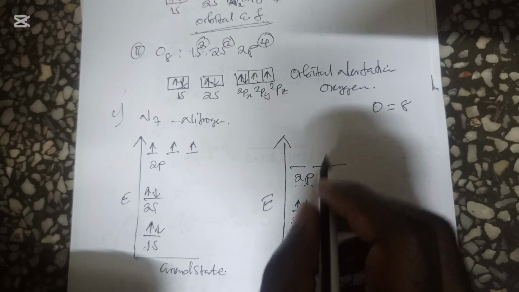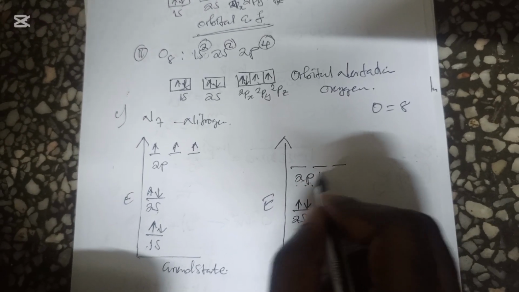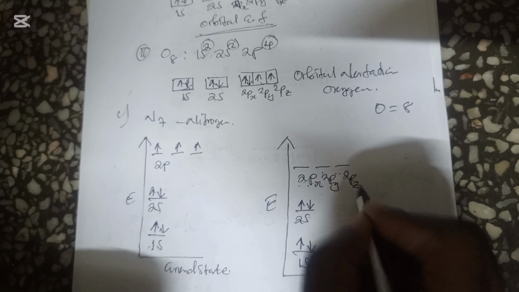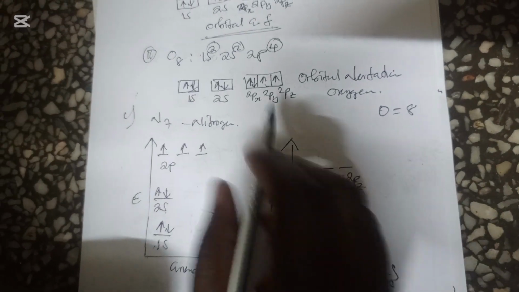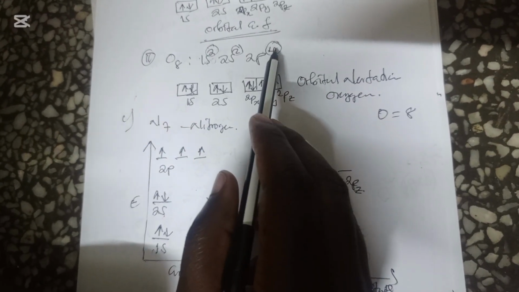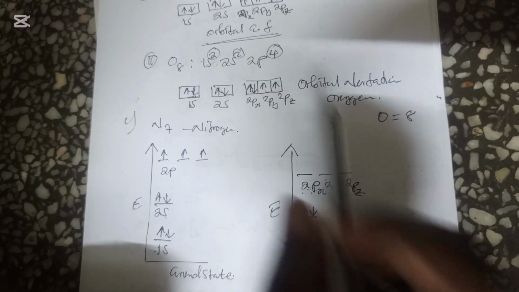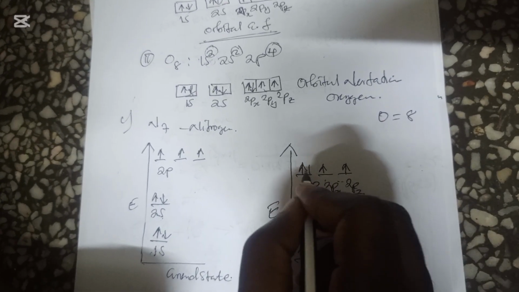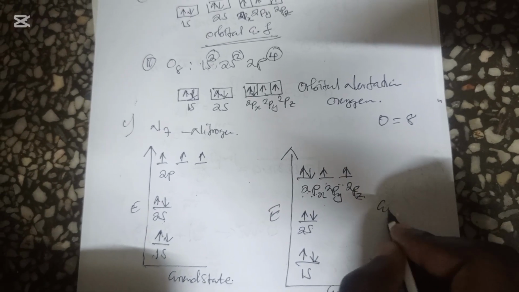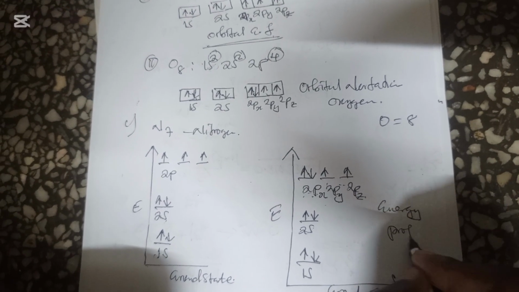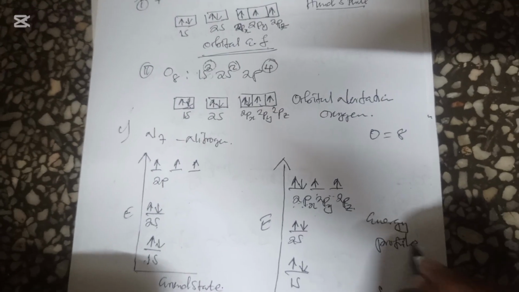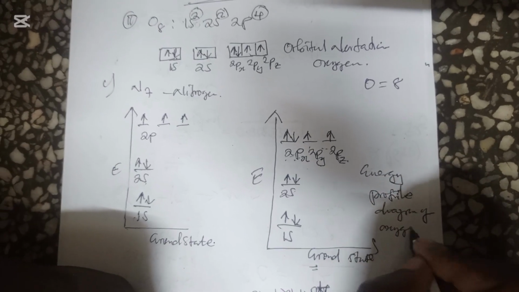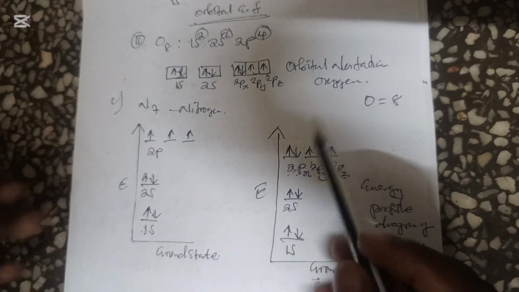Then you come to 2p. If you want, you can say 2px, 2py, and 2pz. It's okay. How many electrons are in the 2p orbital? We have 4 of them. So we're going to distribute 1, 1, 1 in each. Then the remainder is 1, so you put it here, and this is the energy profile diagram of oxygen. So this is how you solve questions of this nature.